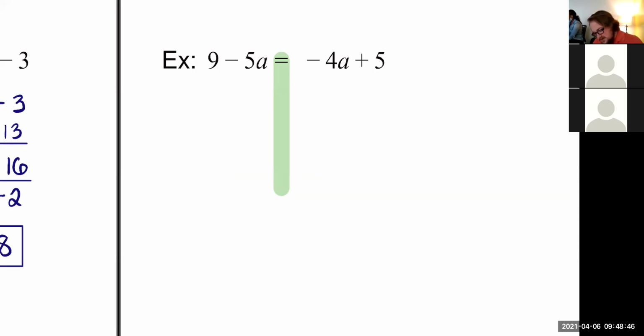How would I move that negative 5a? Yep, I'm going to do the exact opposite of what it's doing. So I'm going to use a positive 5a, or add it to both sides.